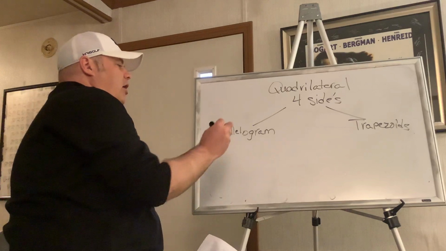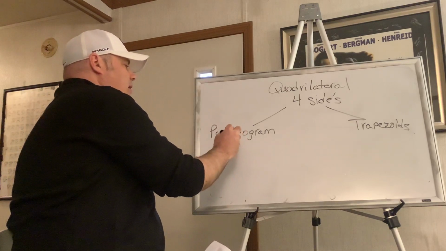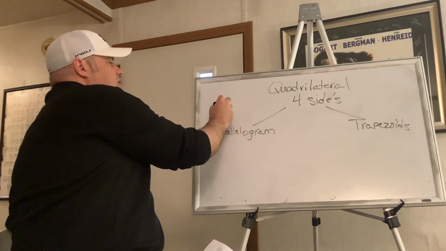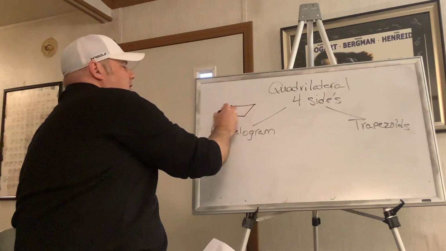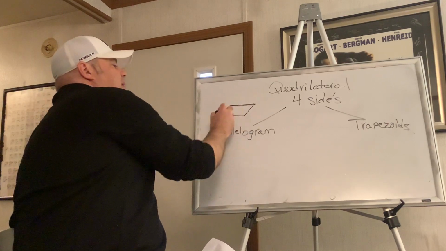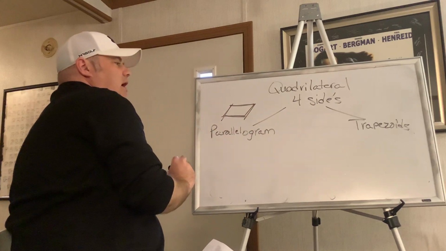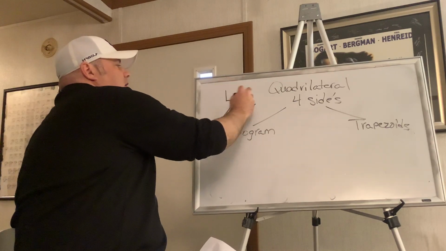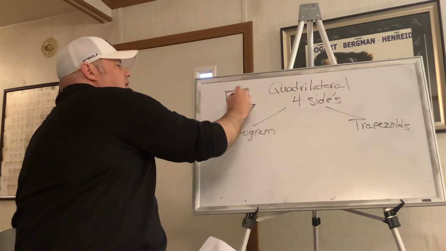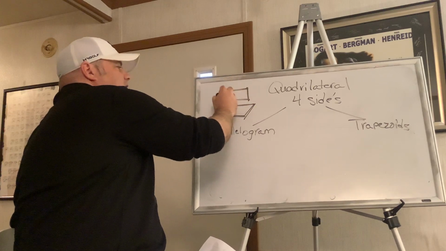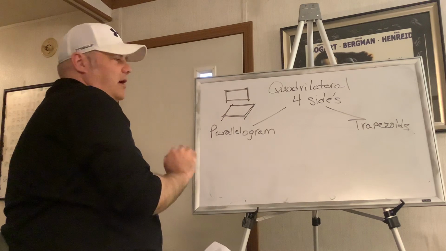But a parallelogram, all that means is both sets of sides are parallel. So a parallelogram could look like this. This is parallel to this side. This is parallel to this side. Okay. A parallelogram could also look like this. It's the same thing. This is parallel to this side. This is parallel to this side. That's a rectangle. It's a parallelogram.